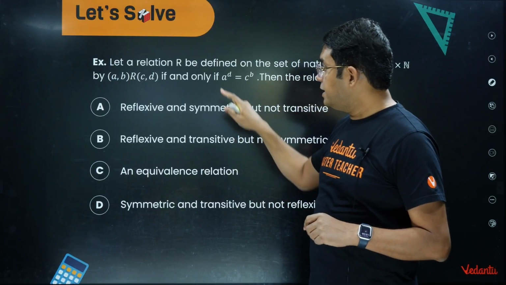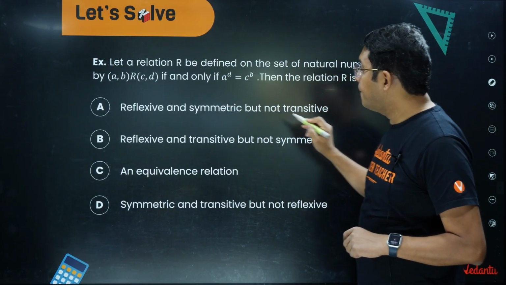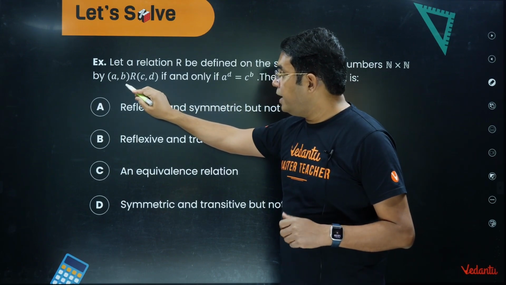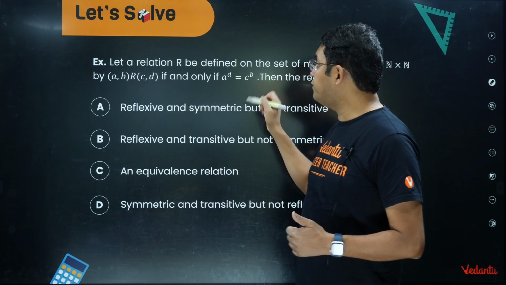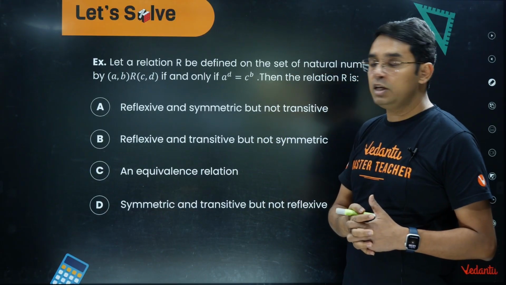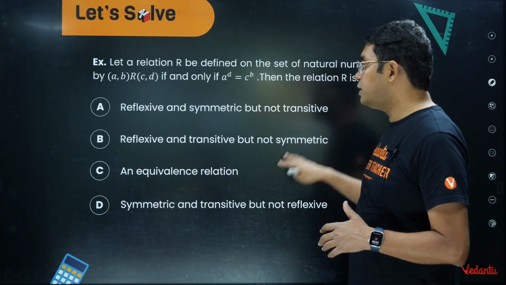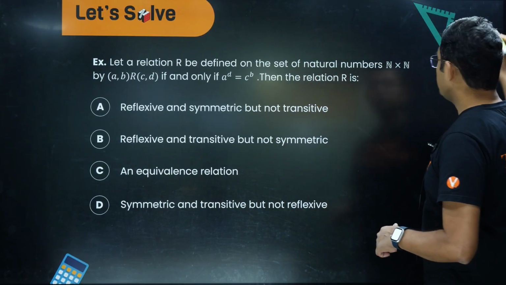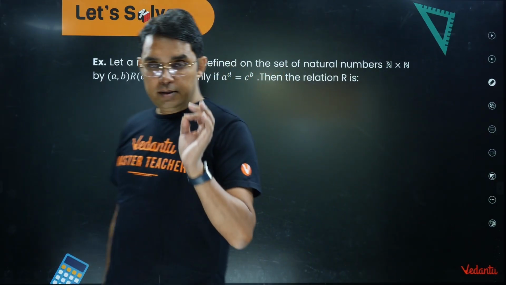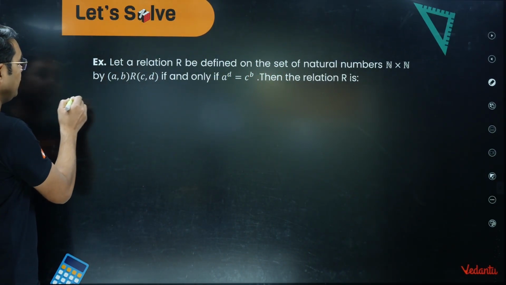So this question says, let a relation R be defined on the set of natural numbers N × N given by ordered pair (a, b) related to ordered pair (c, d) if and only if a to the power d is equal to c to the power b. Then we have to find whether this relation is reflexive, symmetric, or transitive, or equivalence, etc. Now let's start solving this question. So first of all, the condition given in the question is what we need to use extensively.